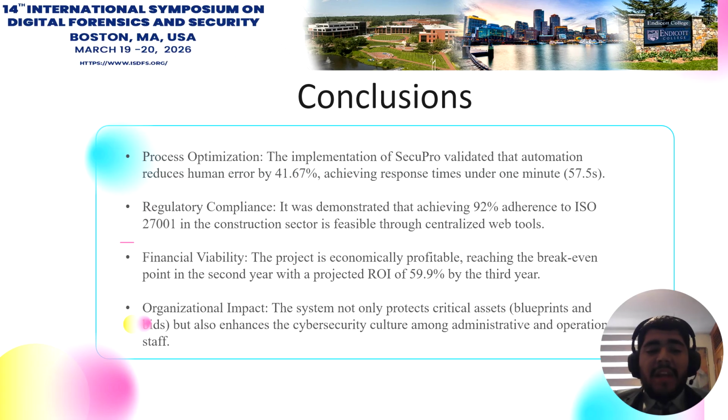Conclusions. In conclusion, the implementation of the SecuPro web system demonstrates that automation can significantly improve information security management in small and medium-sized enterprises. The system reduced operational errors by 41.67%, improved incident detection times to under 1 minute, and achieved 92% compliance with ISO 27001 policy. From an economic perspective, the project also proved financially viable, reaching profitability within 2 years. Beyond technical improvements, the platform also contributes to strengthening the cybersecurity culture within the organization.